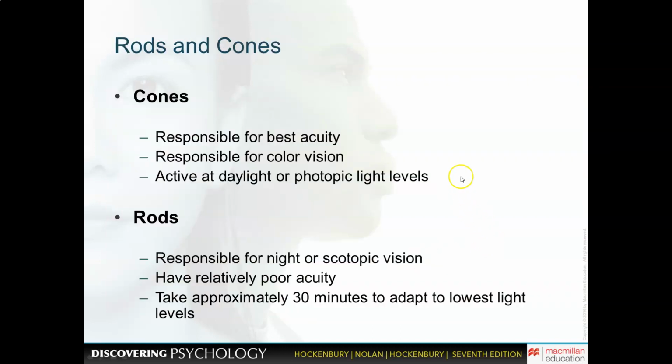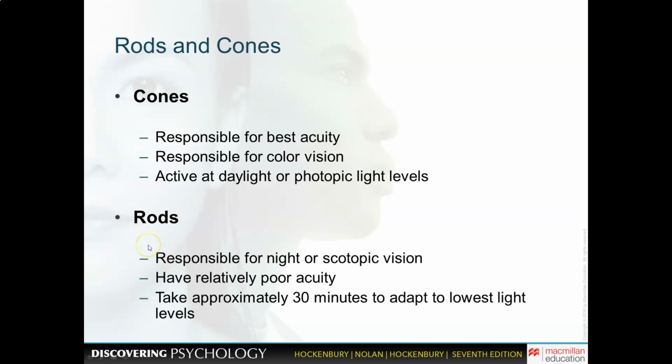So, what do the rods and cones do? First of all, the cones have the strongest imagery for us to process, and they process our color vision. They are active whenever we're in daylight or well-lit rooms, with lots of light. It's our cones that are functioning. But once we get into a dark room or the sun goes down and it starts getting darker, then our rods will start to kick in. They'll start to function.